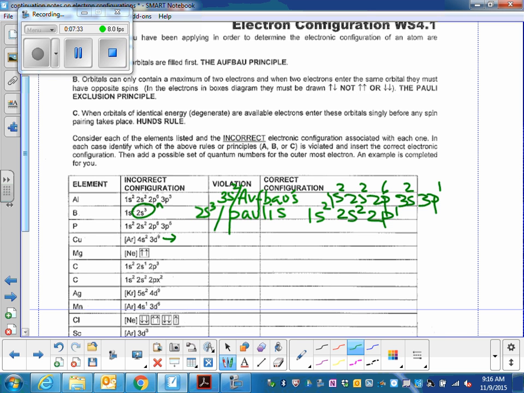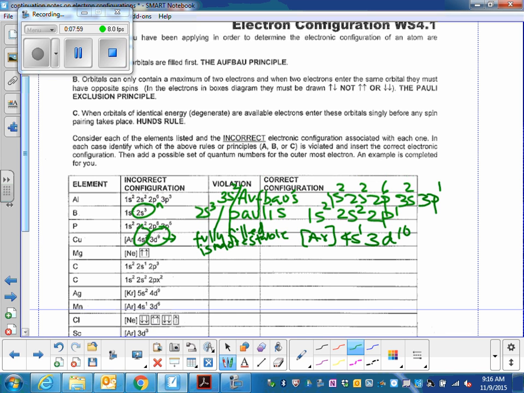This is the copper that we did. Is that right? You cannot have 4s2 3d9. What should be the electron configuration? You should say fully filled is more stable. Fully filled is more stable. Alright? And so you would write argon 4s1 3d10.